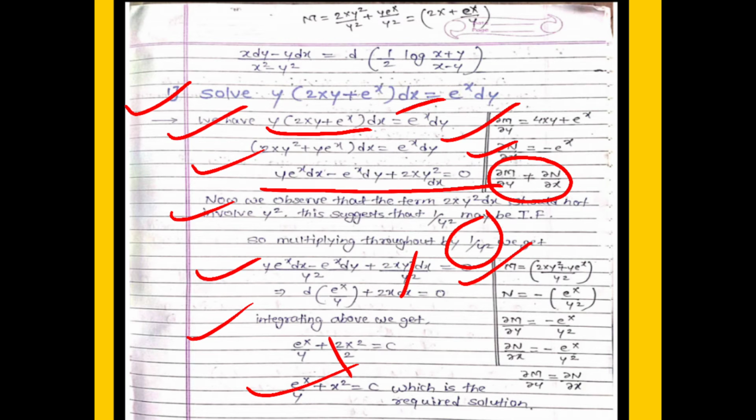After multiplying, I took the partial derivative of M with respect to y, which comes to minus e^x upon y square. Then the partial derivative of N with respect to x comes to minus e^x upon y square. Both are equal, so it is an exact differential equation. And after that, you have to solve all these steps.